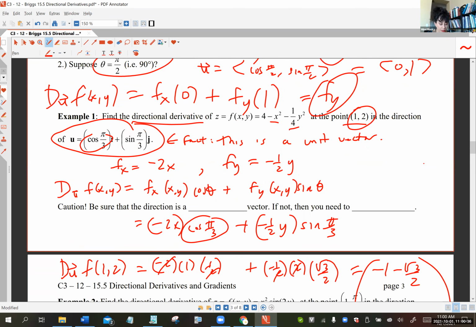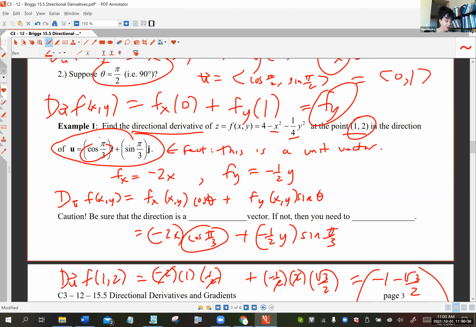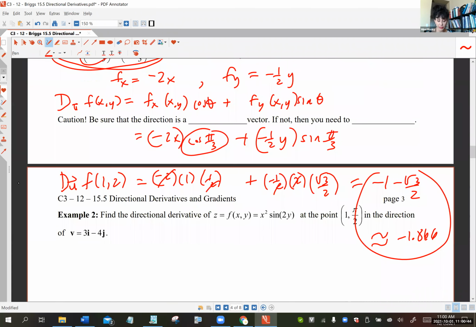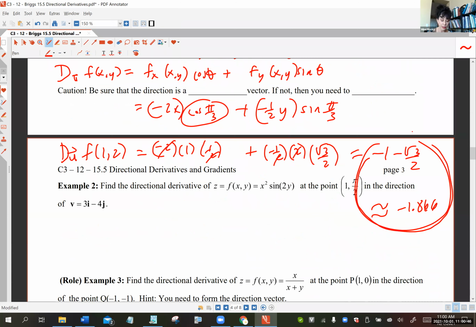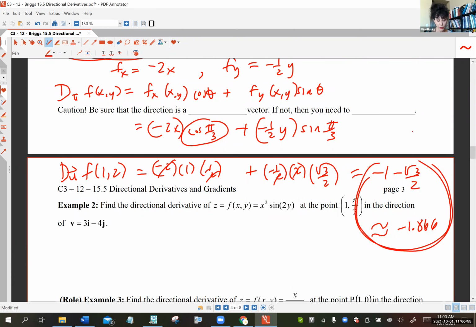So what did we learn? We learned that we can find the slope in a different direction. And this is the direction where I'm making an angle of pi thirds with a positive x-axis. For this particular problem, the slope is slightly negative, which means I'm going downhill, not uphill. So I could conceivably ski in that direction. Pretty cool, huh?